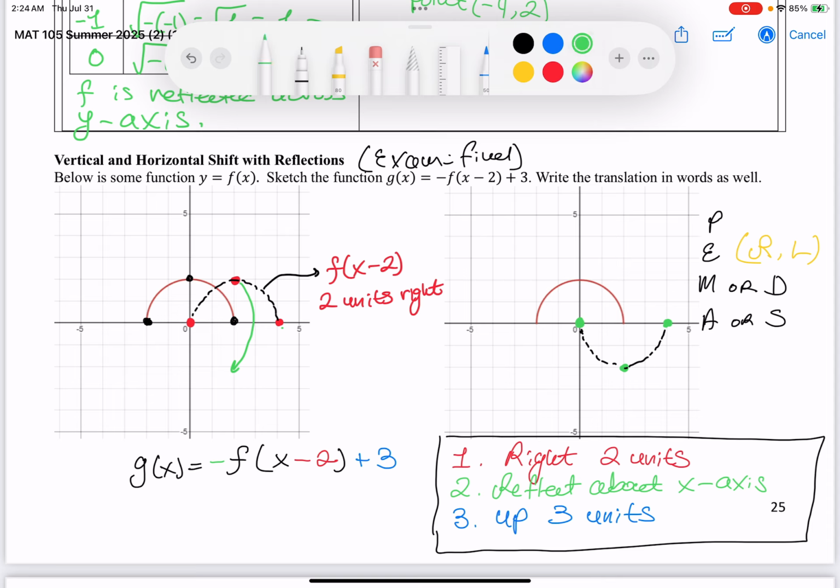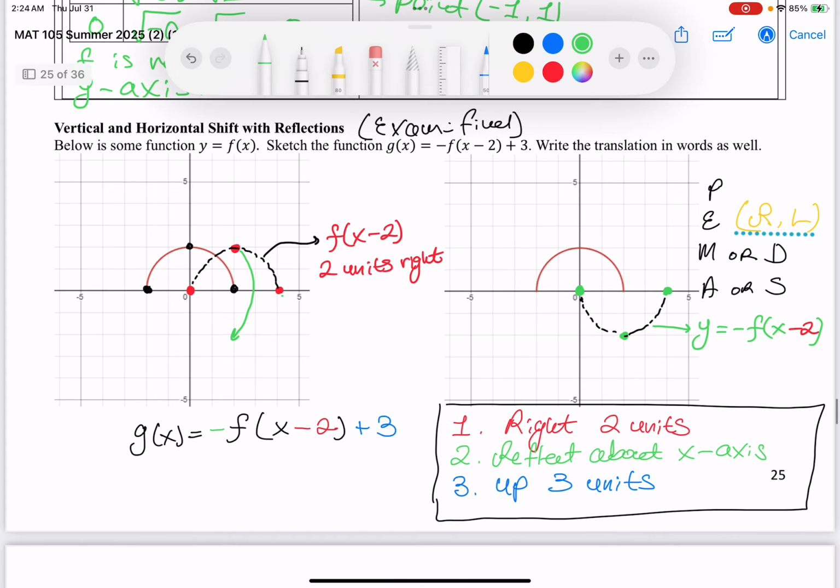So now I'm going to label this one. This graph is y equals negative f of x minus 2. I'll put that in red. And I want to remind you that means reflection over the x-axis. So I'm going to put over x-axis after 2 units right.